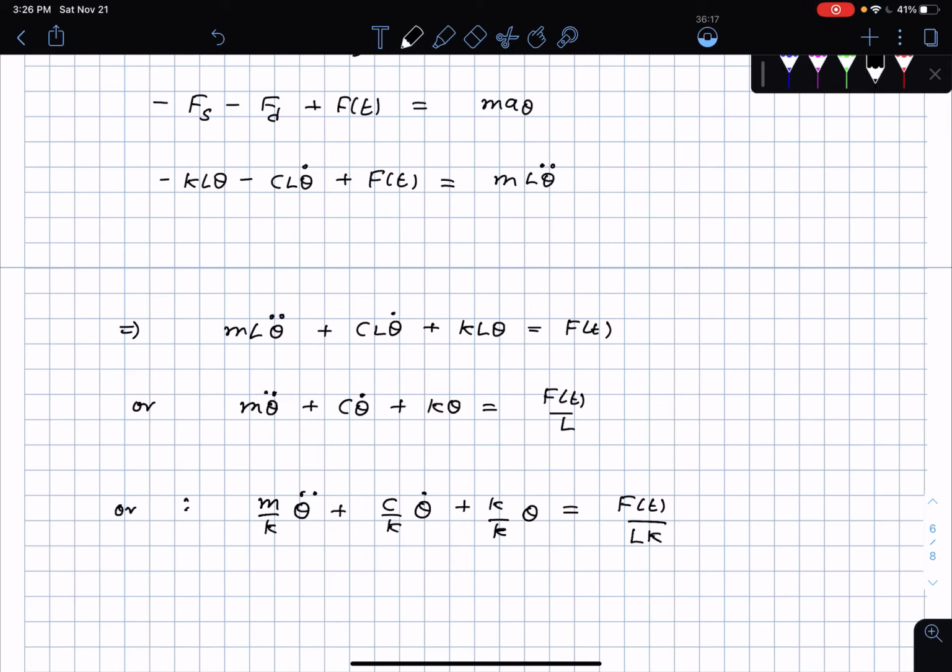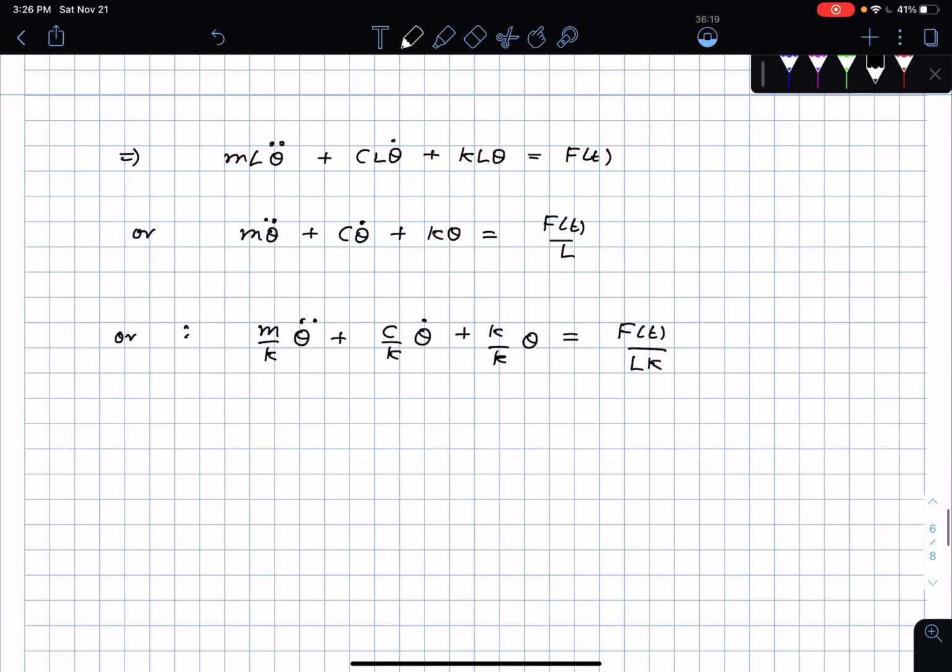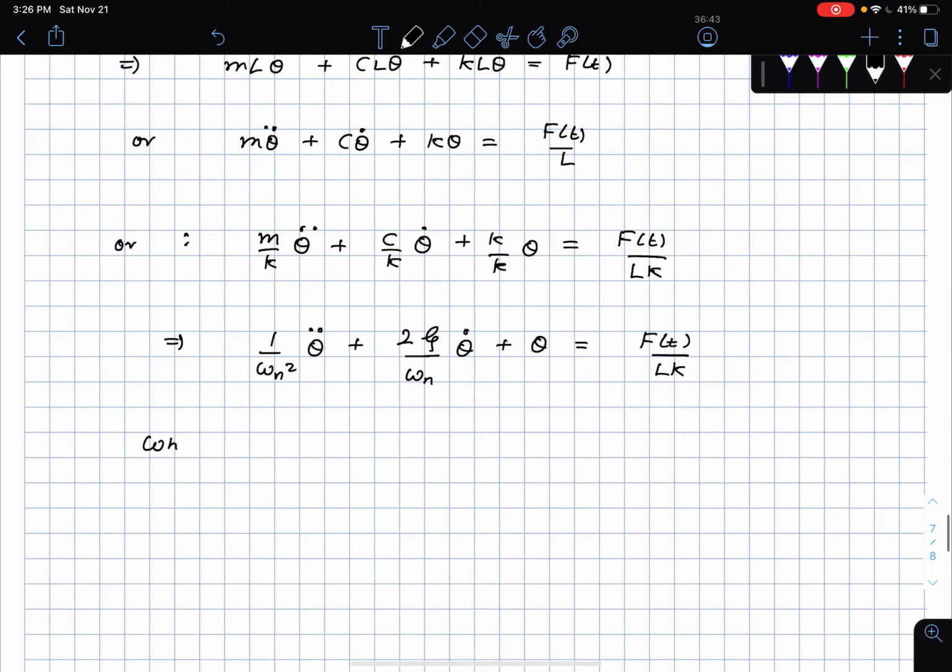Okay, so once that can be done, we can write this in the standard form as 1 by omega n square theta double dot plus 2 zeta by omega n theta dot, and this is just going to be theta is equal to f of t by l times k. Okay, and here we can define omega n square is equal to k by m, and zeta is equal to c by 2m omega n.